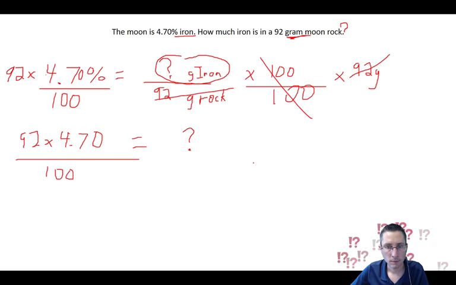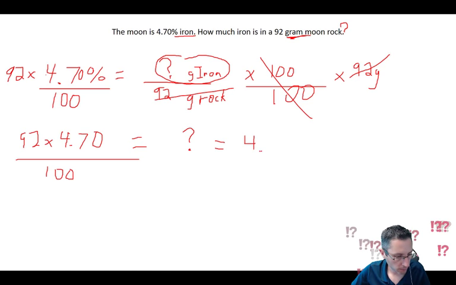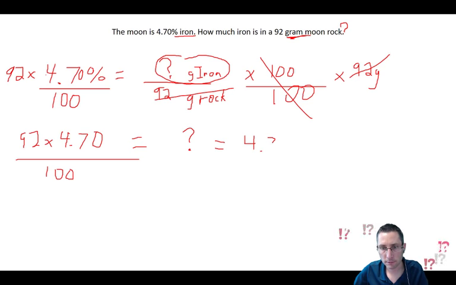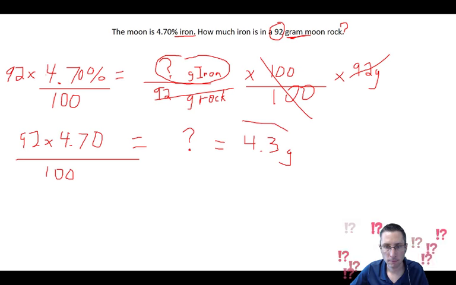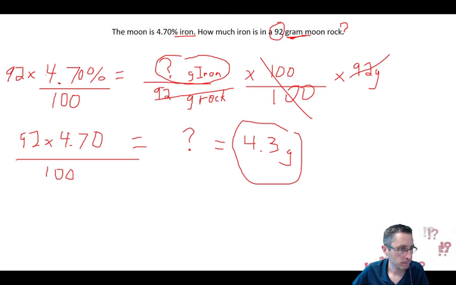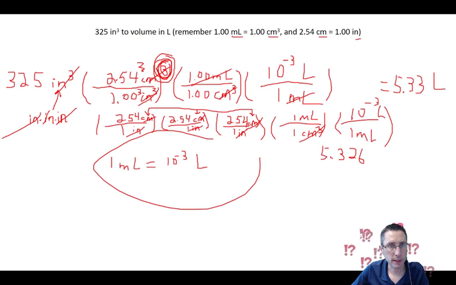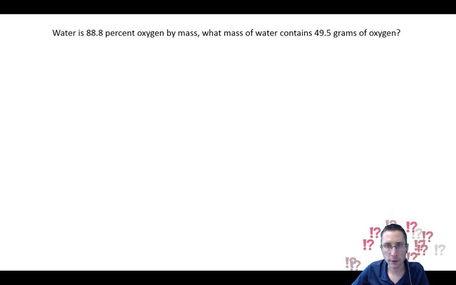And here I get 4.324 grams. I'm going to round this to 2 sig figs because that 92 had 2. All right, I'll do one more percentage question, and then I'll do a density question.